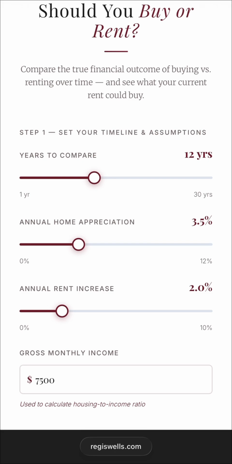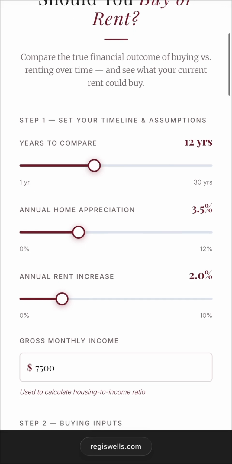Step 1 is where we set your timeline and assumptions. These 4 inputs form the foundation of everything the calculator computes. The first slider is years to compare. This is set to 7 years by default, and you can drag it anywhere from 1 to 30 years.